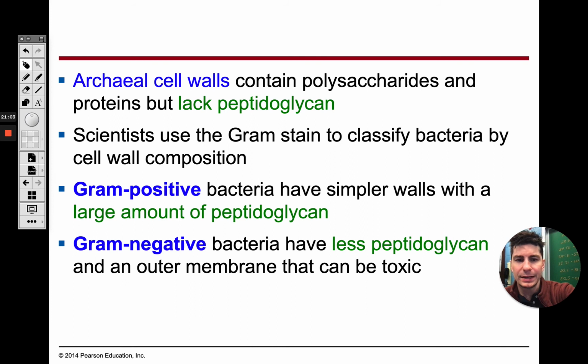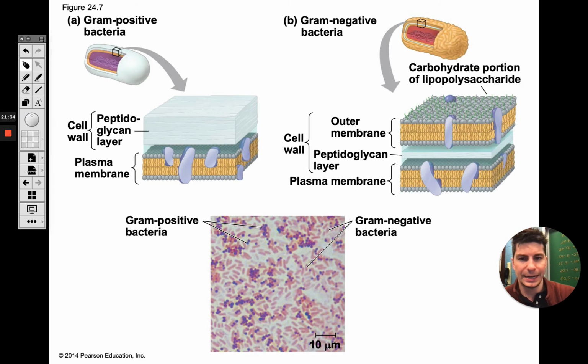Bacteria, depending on what type of cell wall it has, some of them can have a lot of peptidoglycan in it. Some of them can have very little peptidoglycan in it. And if it has a little bit, the outer membrane can actually be toxic. Now, what we can do is something called a gram stain. We will stain the bacteria to see if it is gram positive, meaning it has a large amount, or gram negative, which means it has just a little amount of peptidoglycan in it.